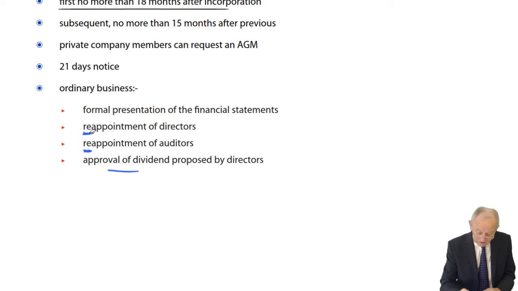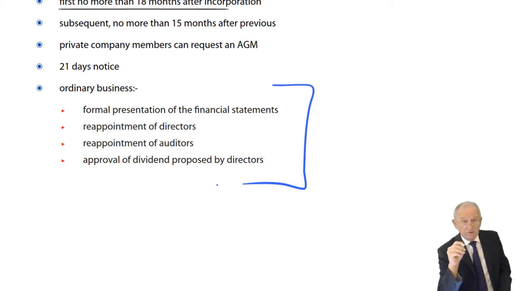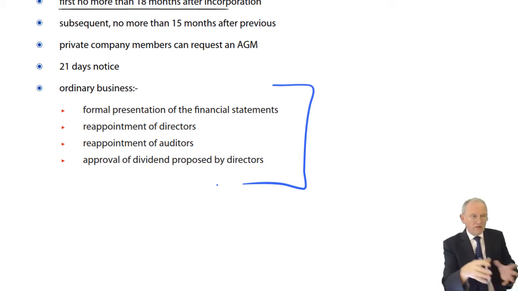Now, ladies and gentlemen, those four are ordinary business. The ordinary business that may be transacted at a public company's annual general meeting without any specific detailed notification being given. You do not need any day's notice to be given. Just, here's the annual general meeting, we're going to have it, and we're going to pass ordinary business. We're going to discuss ordinary business.